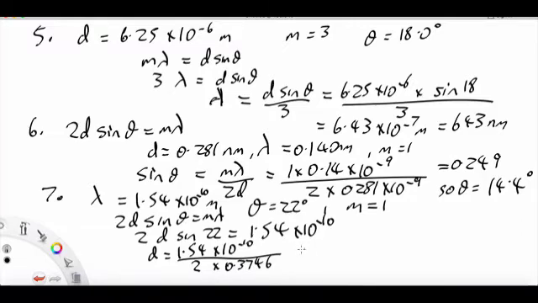0.3746. So d is 2.06 by 10 to the minus 10 meters, which we can write as 2.06 angstroms.